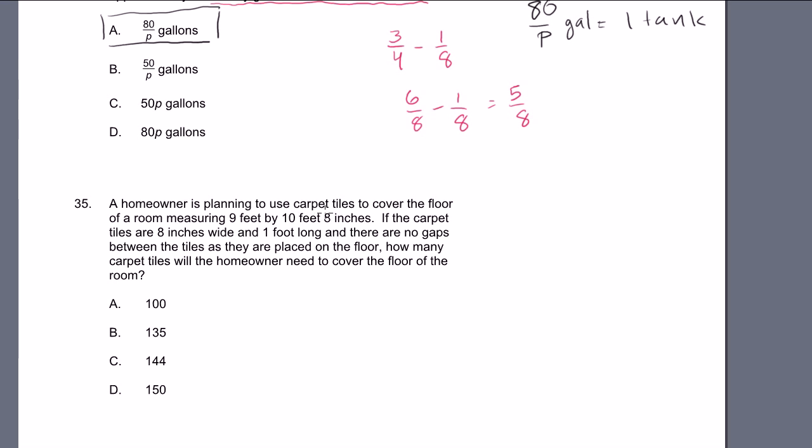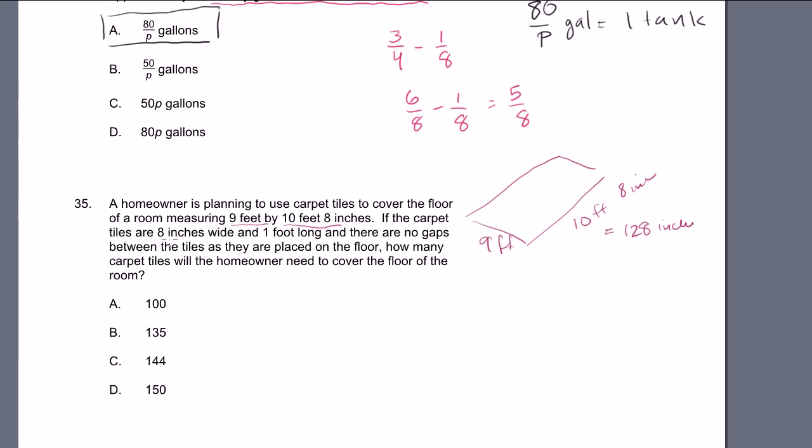A homeowner is planning to use carpet tiles to cover the floor of a room measuring 9 feet by 10 feet 8 inches. So it's 9 feet by 10 feet 8 inches. Whenever I see that, I like to write it as a decimal, or I like to write it just purely as inches. How many inches is this? 10 feet is 120 inches, right? 12 inches per foot. So 120 plus 8. So this is also 128 inches. I'll just write that there. So it's 9 feet by 128 inches.